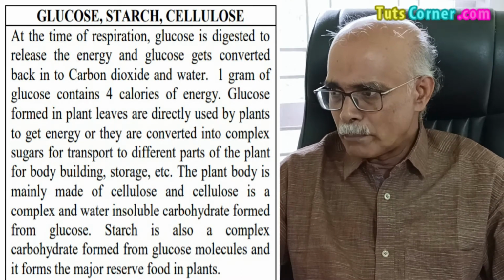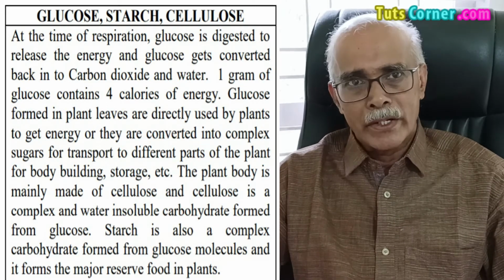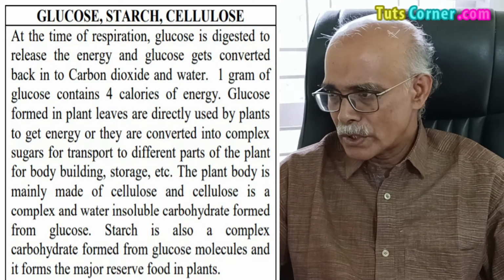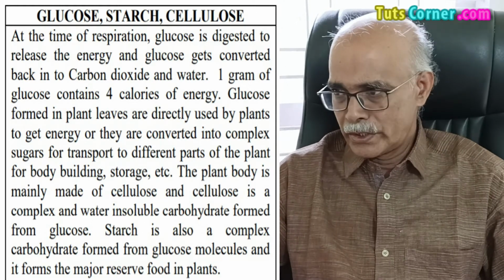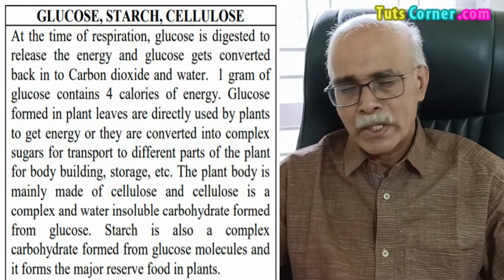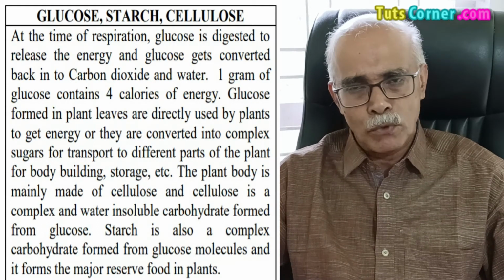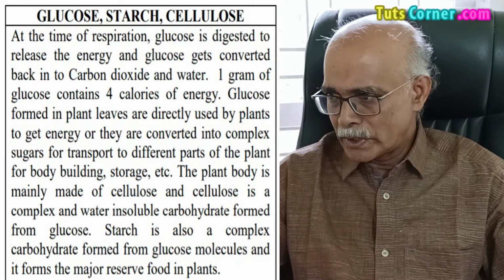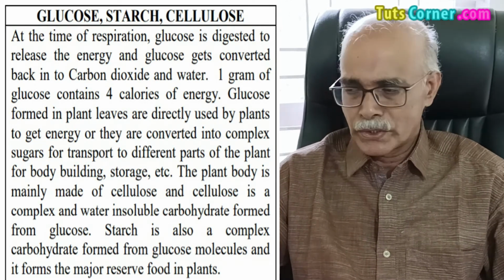The plant body is mainly made of cellulose, and cellulose is a complex and water insoluble carbohydrate formed from glucose. Starch is also a complex carbohydrate formed from glucose molecules, and it forms the major reserve food in plants. And when you come to the classification of carbohydrates, there are simple compounds coming in this group and complex compounds also.